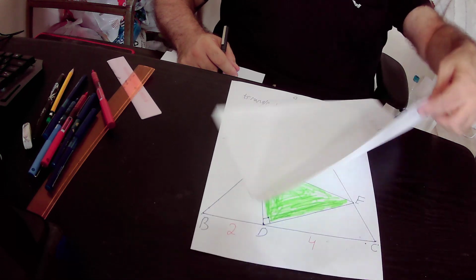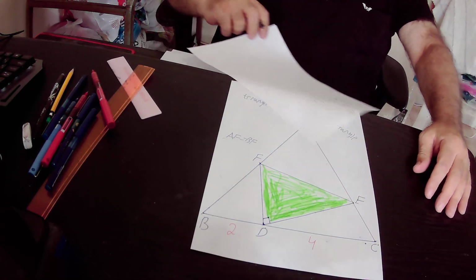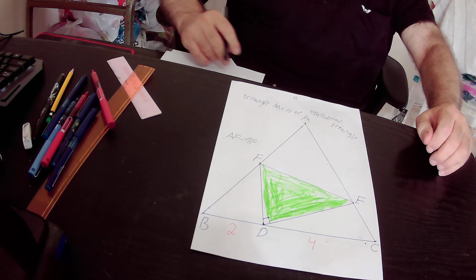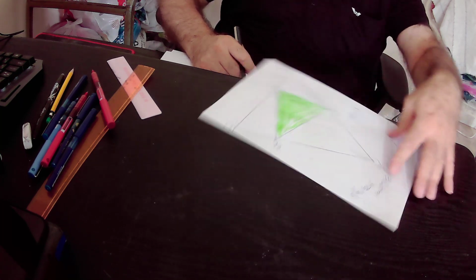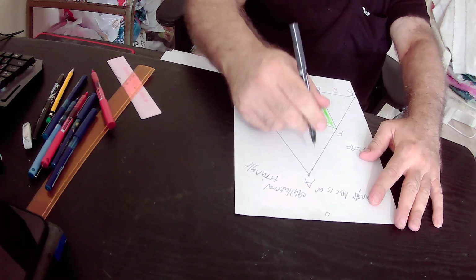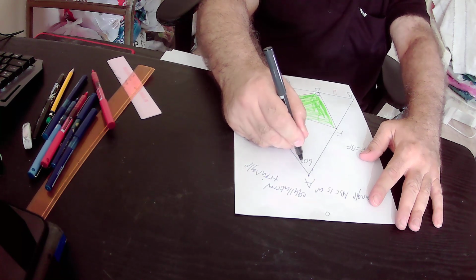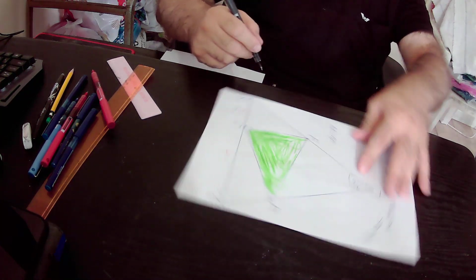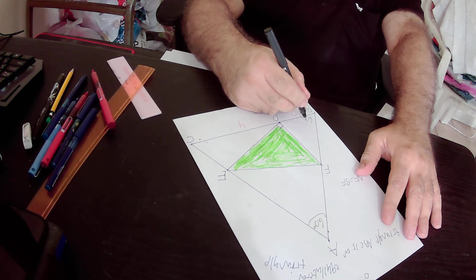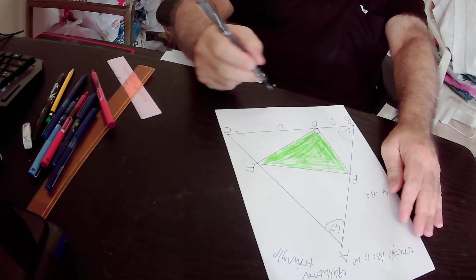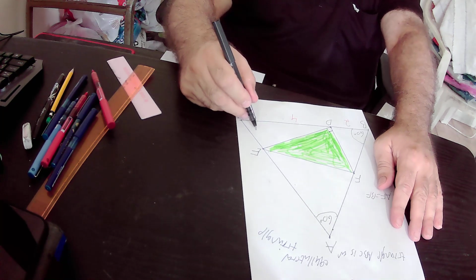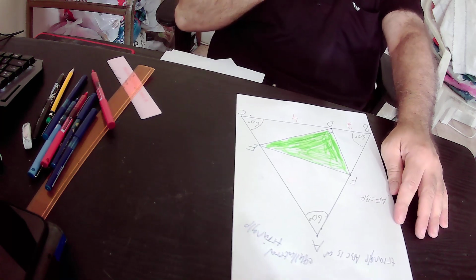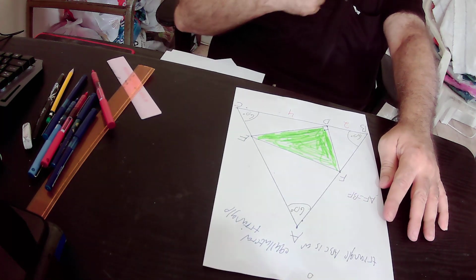We also know that in any equilateral triangle all its angles are equal to 60 degrees. So angle BAC equals 60 degrees, angle ABC equals 60 degrees, and also angle BCA equals 60 degrees.